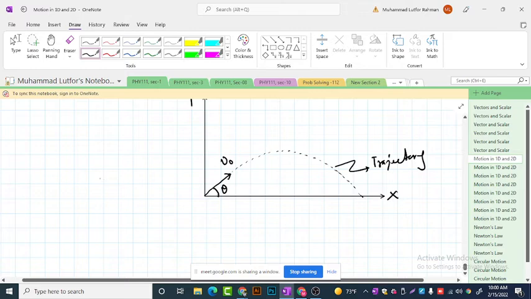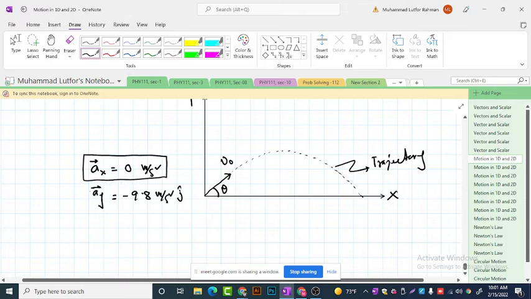Remember, this is the main point for this motion. When you throw a particle into the air, the particle has two components of acceleration: one in the x direction, another in the y direction. Acceleration along the x direction will be 0 meter per second squared, and acceleration along the y direction would be minus 9.8 meter per second squared z hat. This is a very important thing for this motion. This is the only difference between any other type of motion and projectile motion.